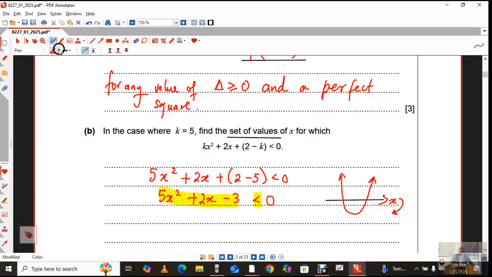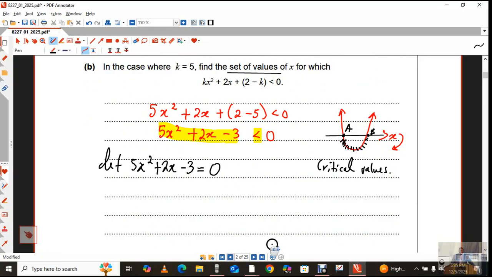So our set of values that we are going to be looking for would be the values that are joined by whatever this range here will be. So in order for me to find that range, I need to find where I put my dots there. I can say that's A and I can say that's B. So I need to find what we refer to as critical values. But I do understand my answer will be a range, right? With extremes. So to do that, I'm going to let this be an equation. Let 5x squared plus 2x minus 3 equal 0.